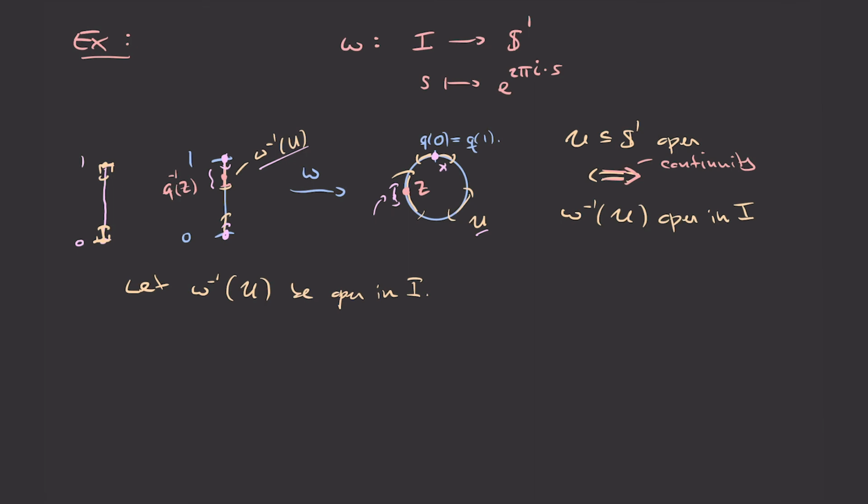So no matter which point we choose in the unit circle, we can find an open neighborhood around it in the form of this open segment, and this shows that the set U is actually open. Thus, indeed, this omega here is actually a quotient map.